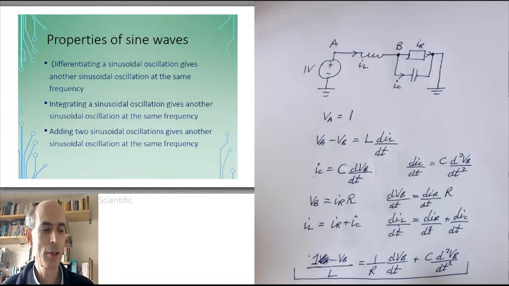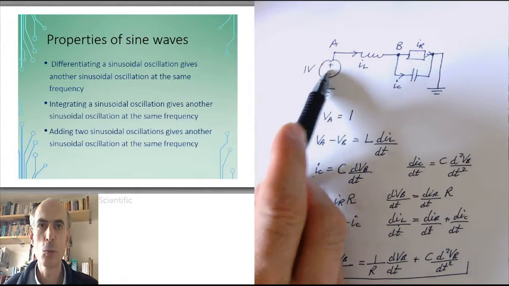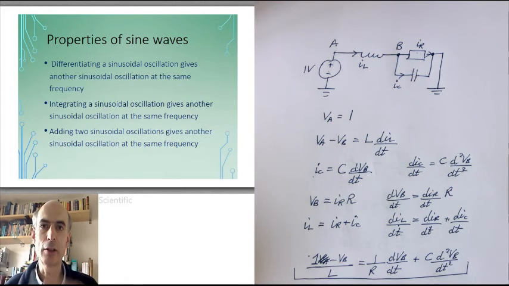This, however, is the general case. There are three very useful properties of sine waves that we can use to make our life a little bit easier if the voltage source was a sinusoidally oscillating source. We know that differentiating a sinusoidal oscillation gives another sinusoidal oscillation at the same frequency. It may have a different amplitude, it may have a different phase, but it's going to be the same shape. And the same thing is true of integrating.